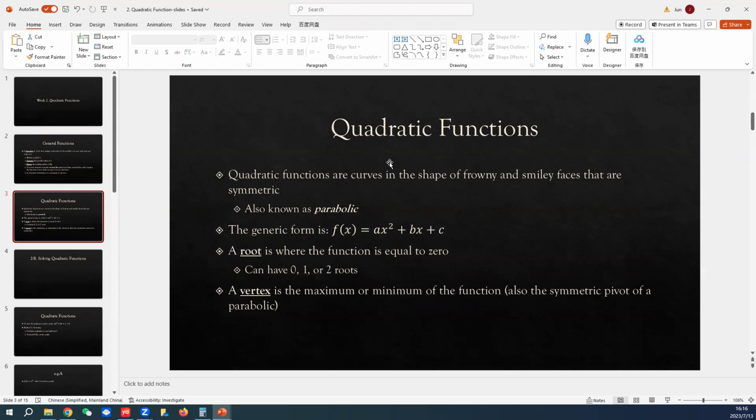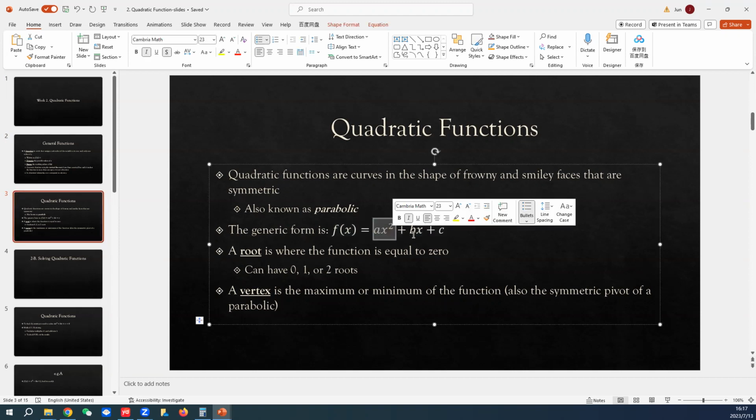Quadratic functions are curves in the shape of frowning or smiley faces that are symmetric. We also refer to those curves as parabolic or parabola. The general form is f(x) equals ax squared plus bx plus c, where a should not equal 0. If a equals 0, the first term with the square is gone, and then this functional form is actually a linear form.